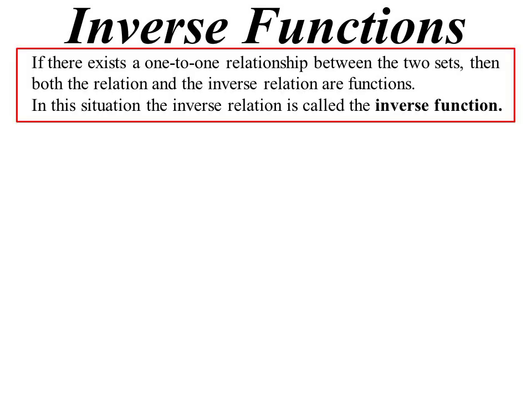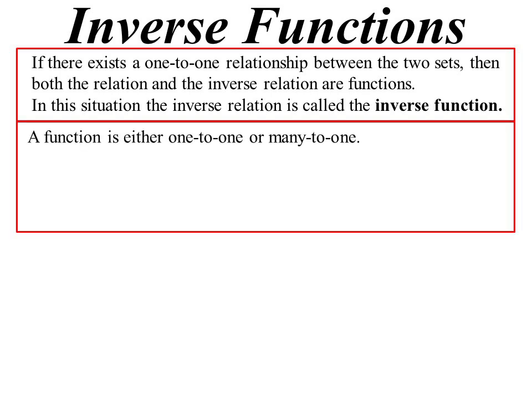Let's have a quick recap of inverse functions that we saw earlier this year. A reminder: if there is a one-to-one relationship between the two sets of data, then both the relation and the inverse relation will be functions. It'll satisfy both the vertical and the horizontal line test. And in that case, we call the inverse relation an inverse function.